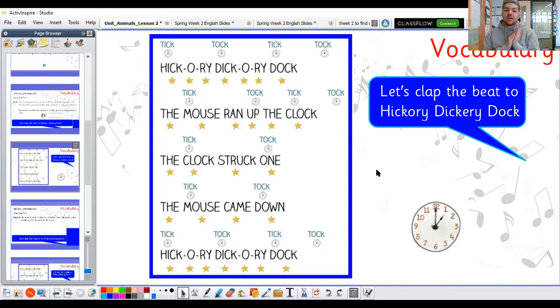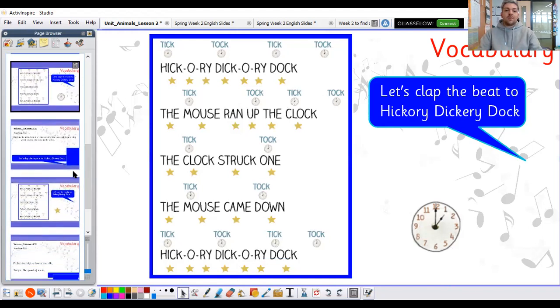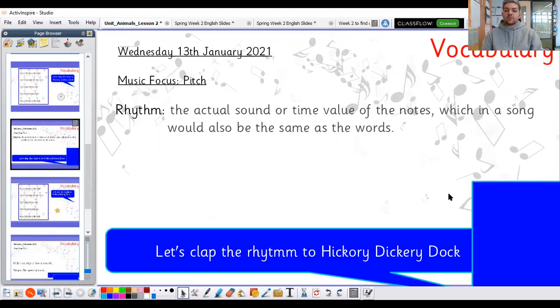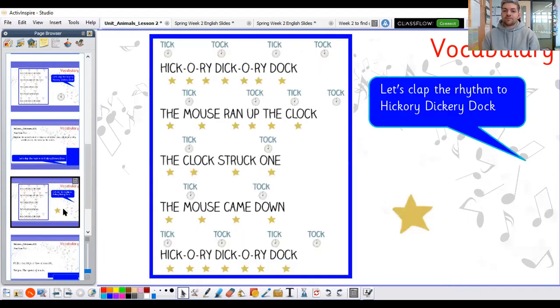Okay, so as you'd have noticed there, it was the same beat throughout. It was really consistent, it was steady. However, when we are thinking about the rhythm, this is what we sometimes get a little bit mixed up with, beat and rhythm. So the rhythm is the actual sound or time value of the notes, which in a song would also be the same as the words. So just to explain that a little bit more, I want you to think about the stars now, and this time we're going to clap the rhythm to this nursery rhyme, okay? Now, as you notice, there's a lot more stars than there are clocks, okay? So it'll go something like this.